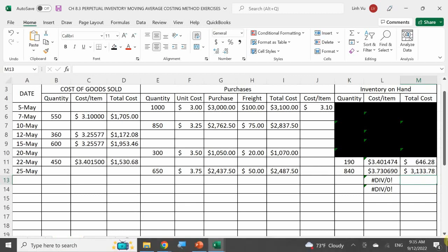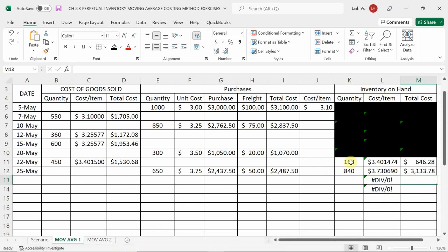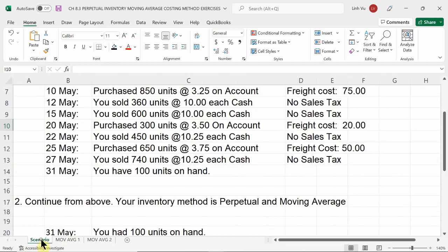Okay, so then now my new average cost has changed, right? Because we made a purchase, right? So let's hide this up right here. So then now let's see what happened next.